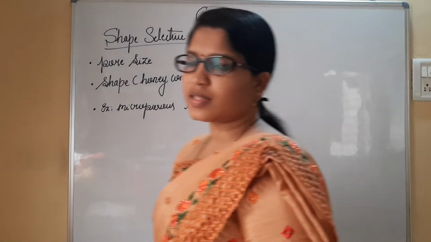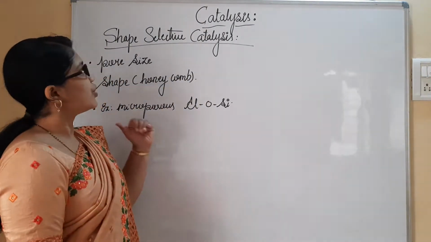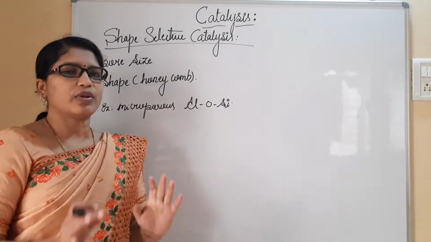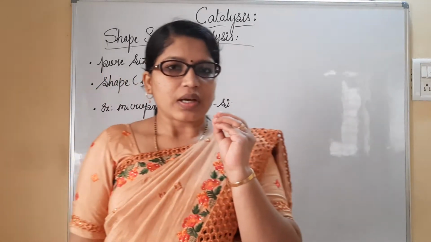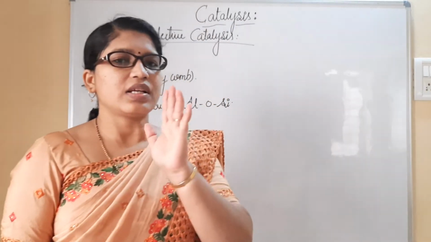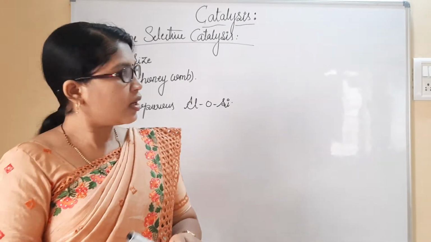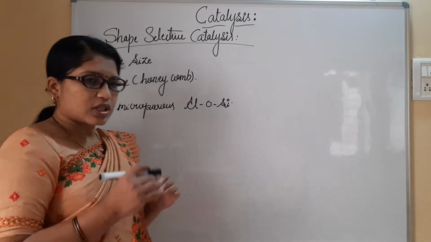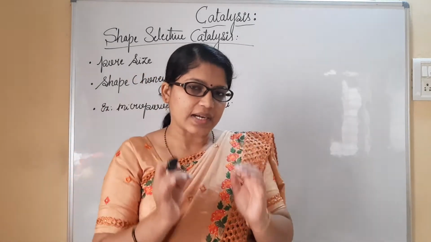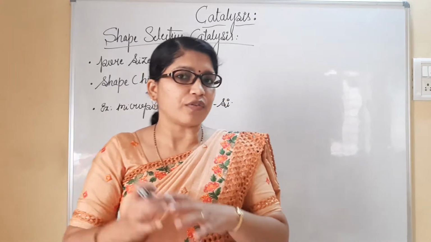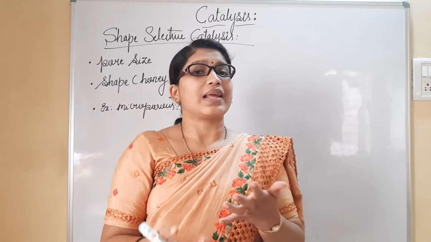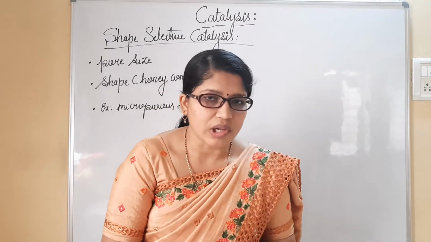Now let us understand shape selective catalysis. We need to understand these 3 points. Before that, I will give you a clear explanation of shape selective catalysis. Shape selective, as the name itself suggests, a particular shape of the catalyst is going to be preferred for binding of substrate molecules, or we can call them reactant molecules.